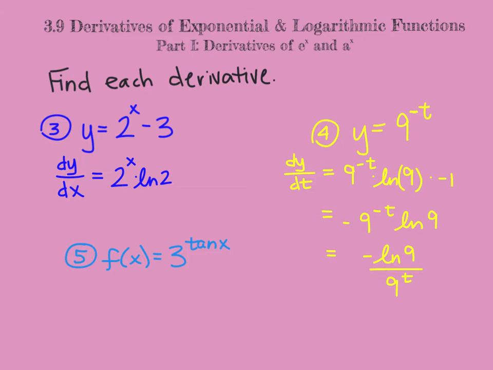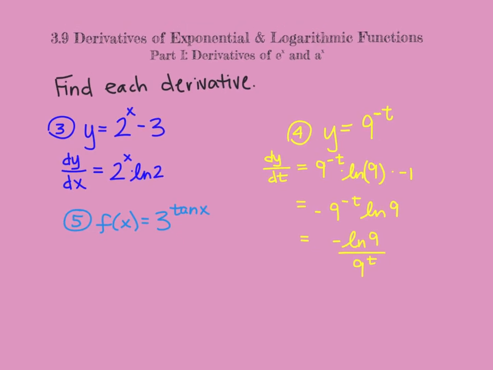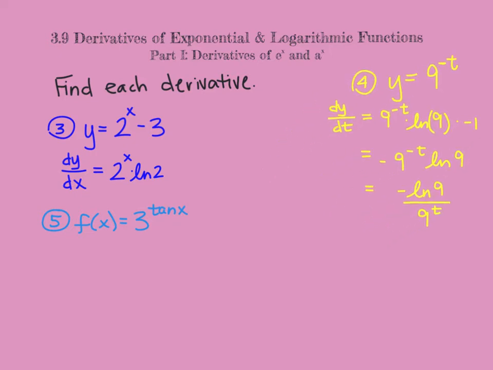In number 5, we have 3 raised to a function. So we have, again, a to the u, or a to the x. And in order to find the derivative here, we want to follow our procedure. So I'm going to rewrite the procedure out because this one's a little bit more complex than the other two we've done. So as a reminder, to find the derivative of a to the u with respect to x, it is its own derivative times the natural log of a times, using the chain rule, du dx.